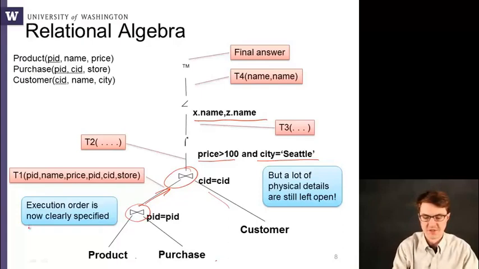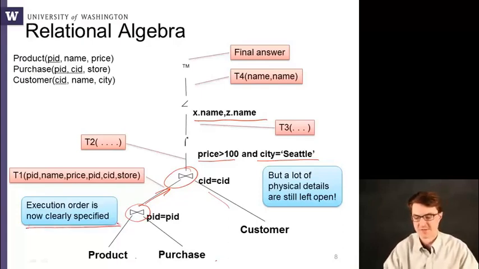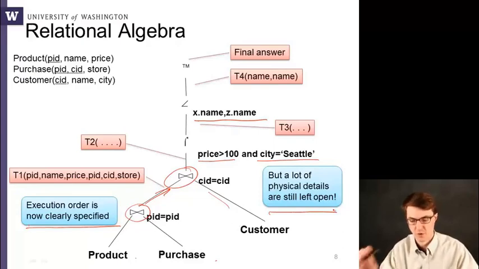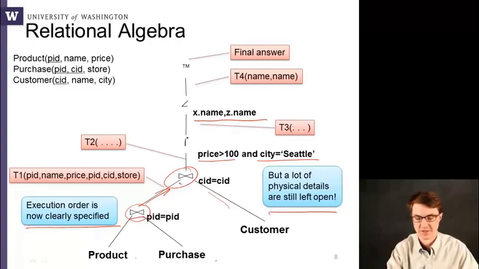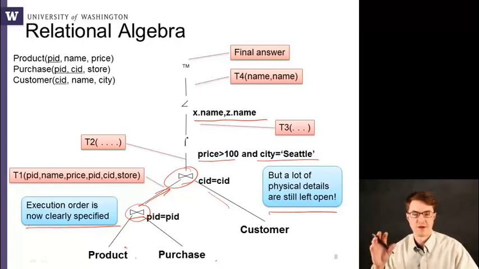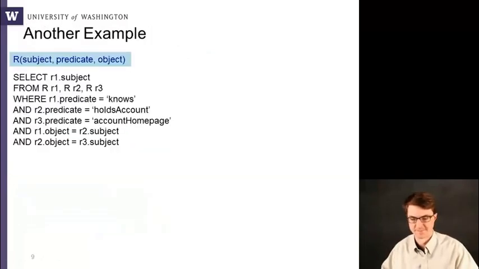So the 2 points here are that the execution order is now clearly specified, but a lot of physical details are still left open. This is a very high-level indication of what's going on. Order of operations is clear, but that's about it. We don't know how we're going to do the join exactly, and there are multiple ways you can do it. I've indicated that for every record in product, we're going to look up a corresponding record in purchase, but we haven't said precisely what that means. Okay. I'll give an example of this in a second.